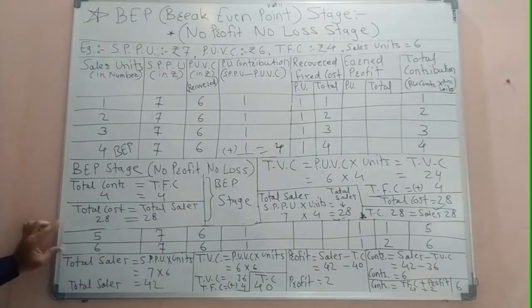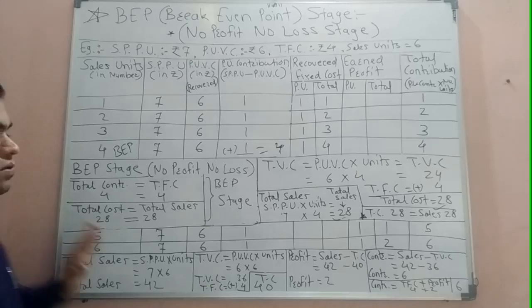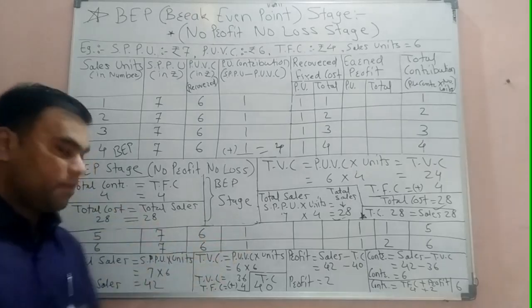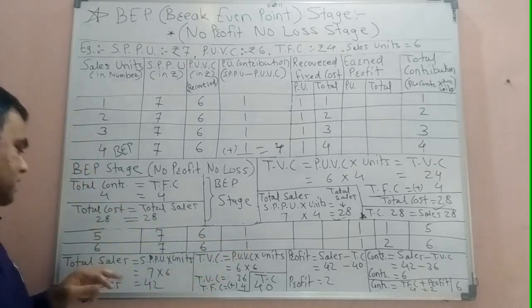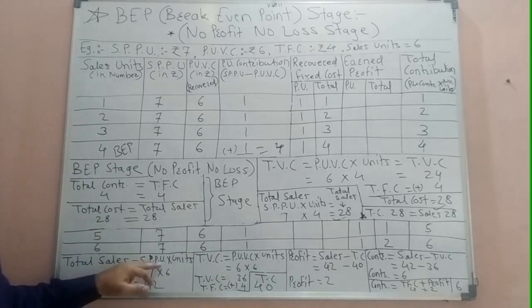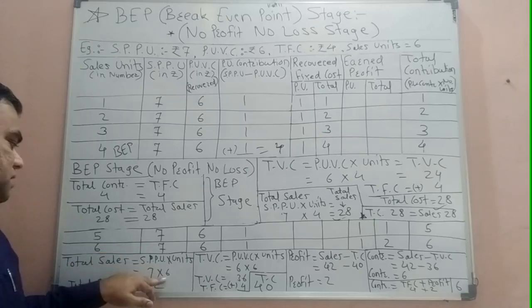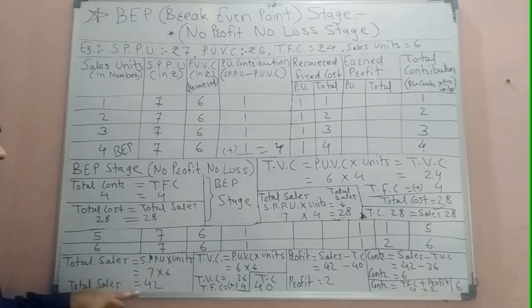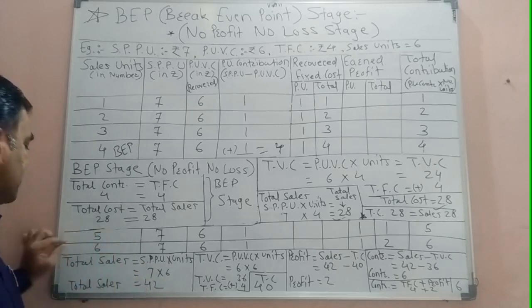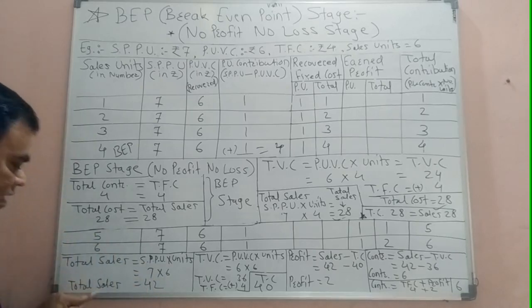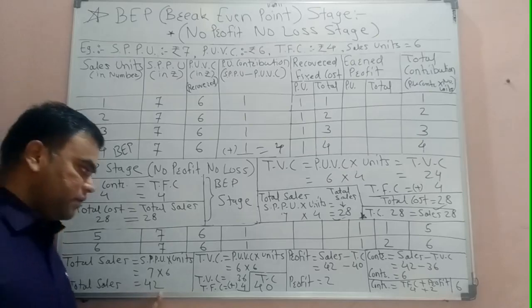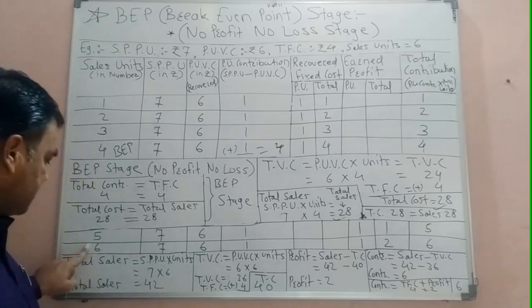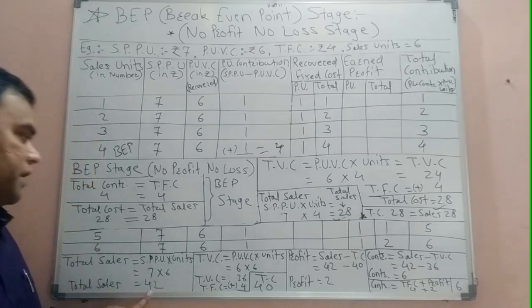Now, if we sell a total of 6 units, then what happens? How much will be our sales? Selling price per unit is rupees 7, number of units sold is 6. So 7 into 6, 42 will be our total sales. When we sell 6 units, our total sales is 42.